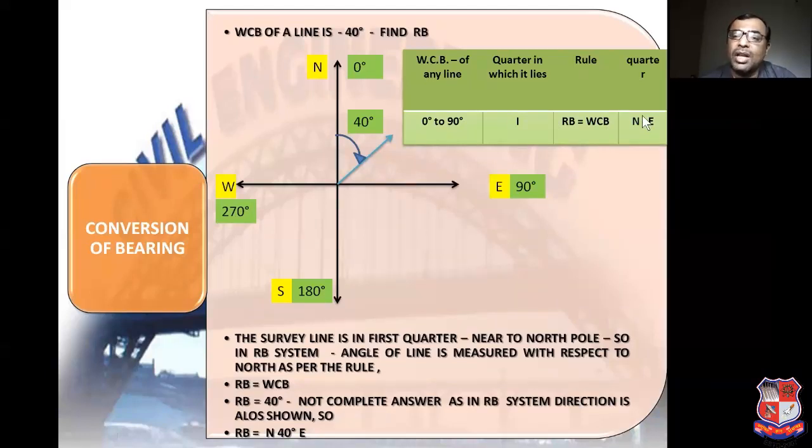This quarter is only required to be used while showing the RB system. So here apply the rule RB is equal to WCB. The second point at the bottom of the slide: RB is equal to WCB is the rule. Put the value of WCB equal to 40, so RB is equal to 40 degrees. This is not the complete answer, because in the RB system you also have to show the direction of the survey line. So 40 degrees means first quarter, that is northeast. So you have to write it this way: RB is equal to north, 40 degrees, and at the end east.